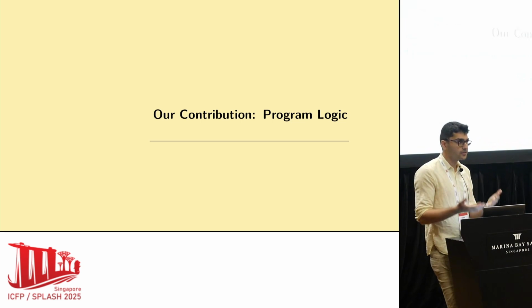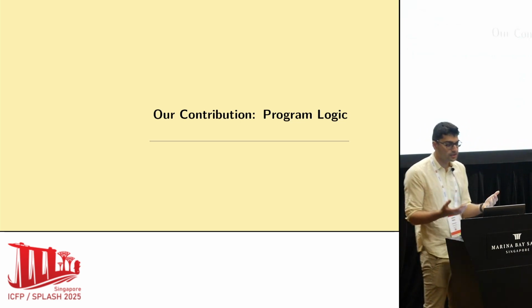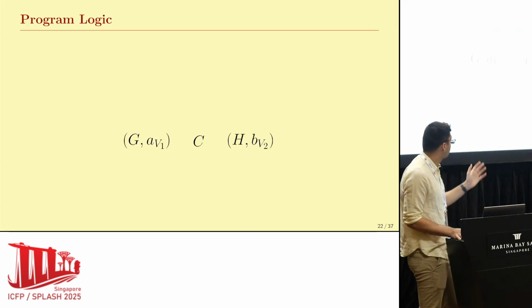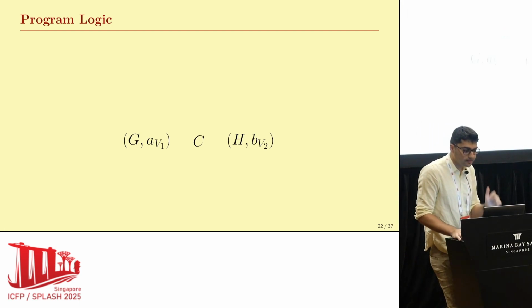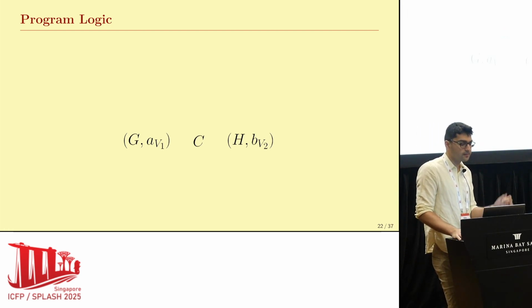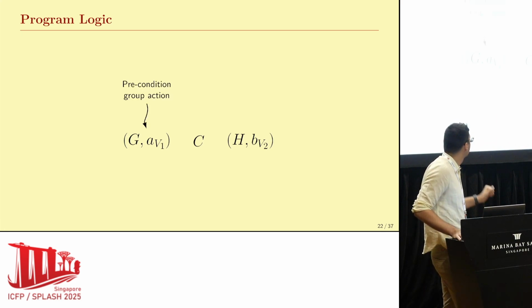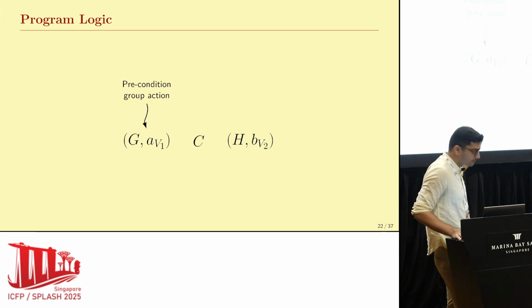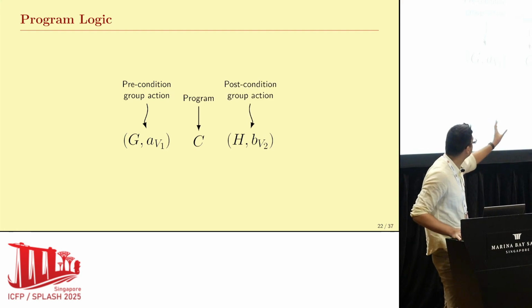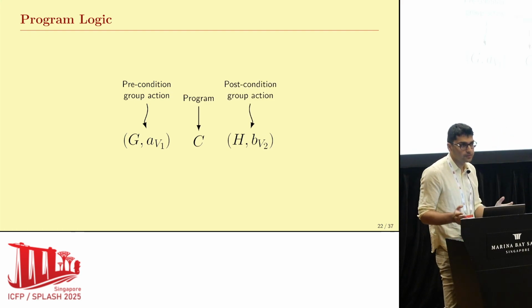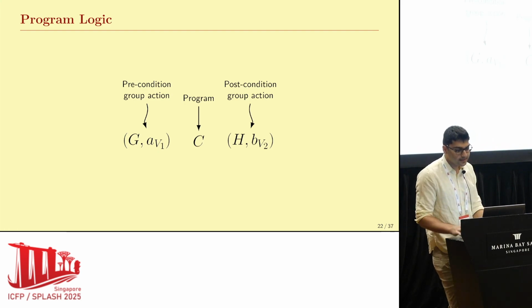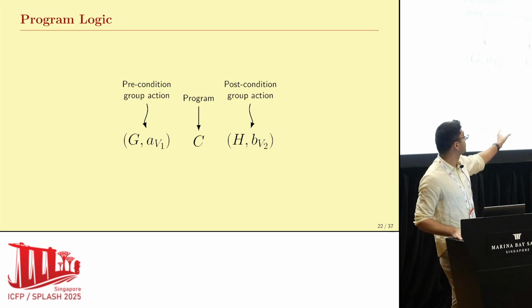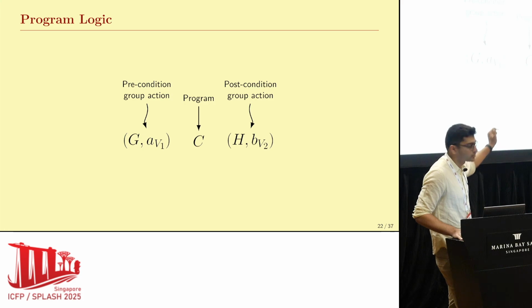So now that we have the assertions, we can move on to actually defining the logic and seeing what it looks like. So this is what the triples in our logic look like. And the key difference from our logic and Hoare logic is that the pre and post conditions are now group actions. So we have a precondition group action G, GA, which acts on the input. And we have the program, and then you have a post-condition group action HB that acts on the output. And intuitively, a triple is valid if for any transformation on the input by GA, there exists a transformation on the output by this group action HB.